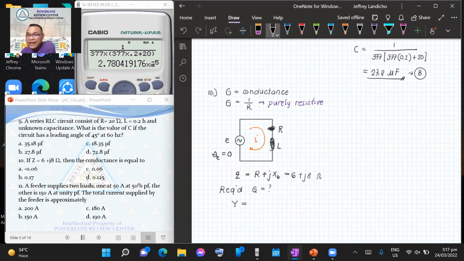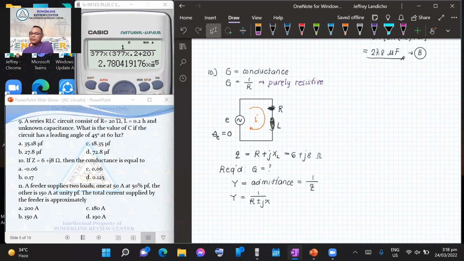This is the admittance. Sino nga ba si admittance? Admittance, mathematically, is the reciprocal of your impedance. So admittance is just 1 over Z, ano si Z, R plus or minus jX, para general. So para makuha natin yung admittance na yan, ang gagawin natin, i-rationalize mo yung ating circuit. So paano i-rationalize yan? I-multiply mo yung buong equation sa kanyang conjugate.